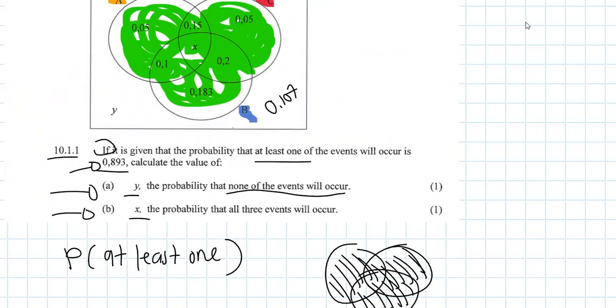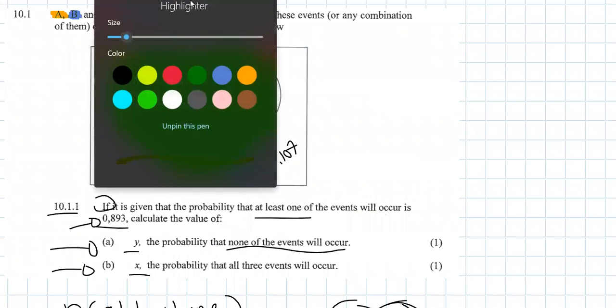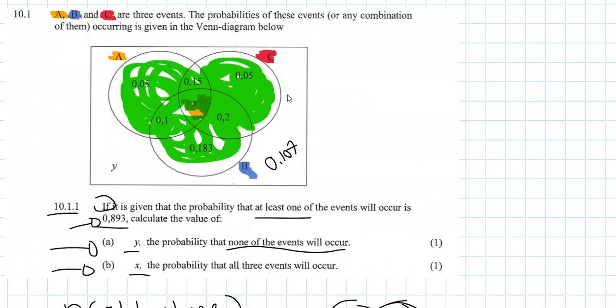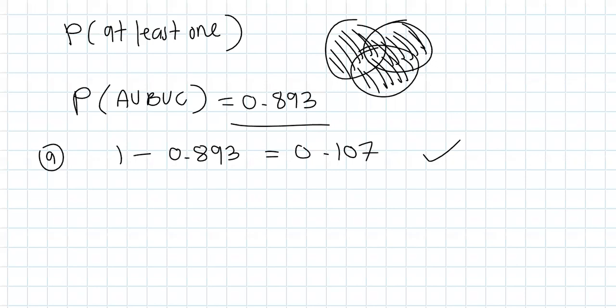Calculate X, the probability that all three events will occur. Well, the probability of all three events occurring is the overlap of all three, which is this X area. So the dark green, which was supposed to be orange in the middle there, is the probability of all three events happening. This is our X.